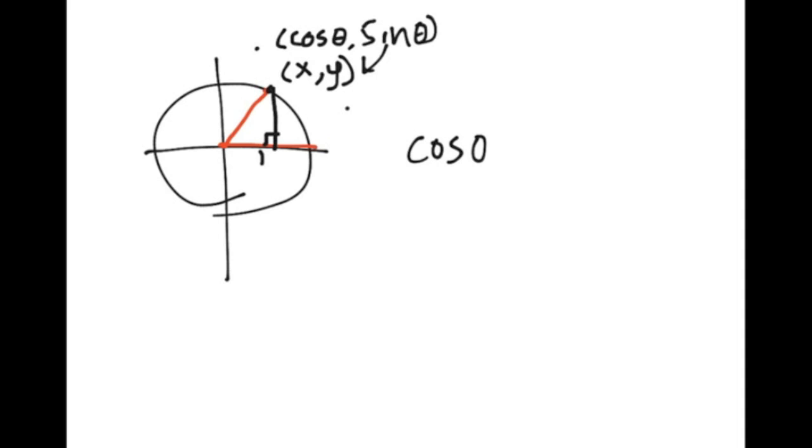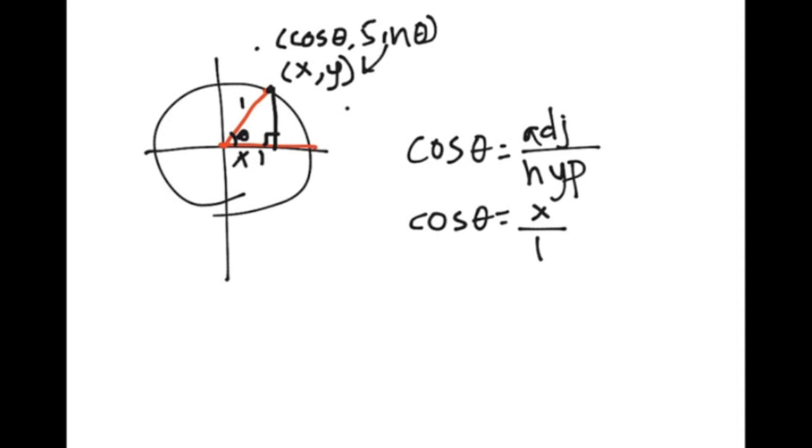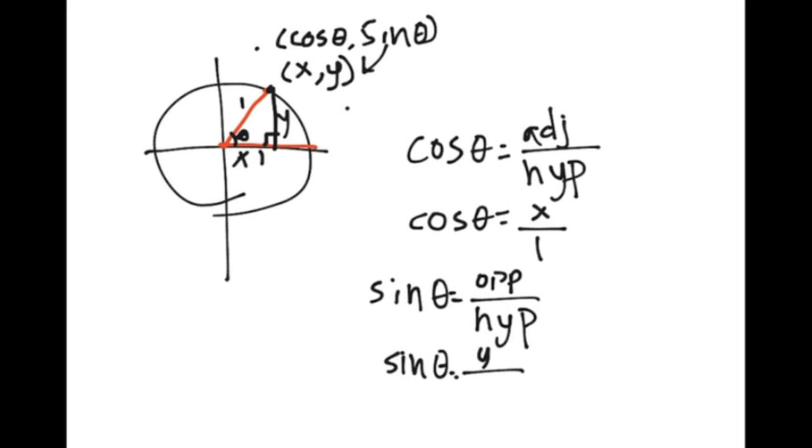So cosine of theta equals adjacent over hypotenuse. This is assuming that this is angle theta, and we know that adjacent is x, and the hypotenuse is 1 because this is a unit circle. So that tells us that cosine theta equals x over 1. Okay, so if we do it with sine theta, it equals opposite over hypotenuse. We know that the opposite is y, and hypotenuse is 1. So sine theta equals y over 1. So that gives us cosine theta equals x, and sine theta equals y.